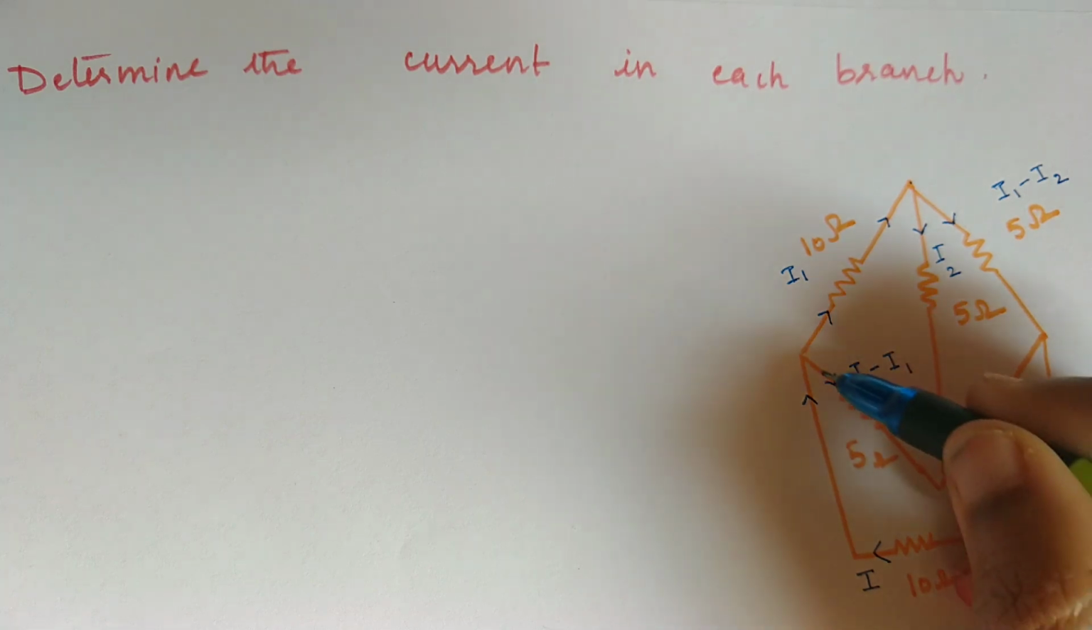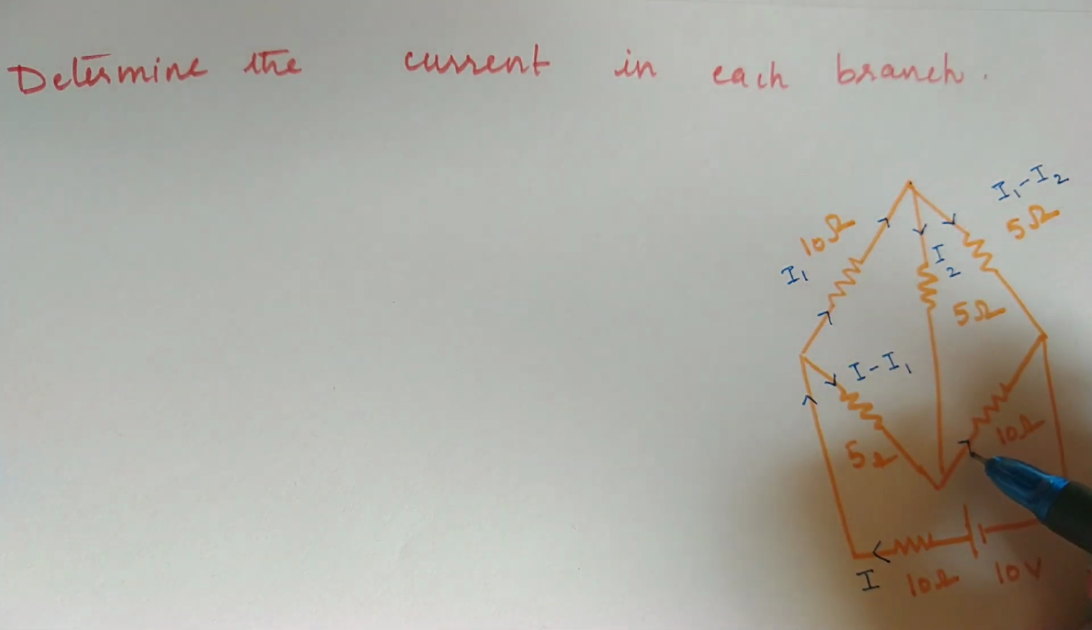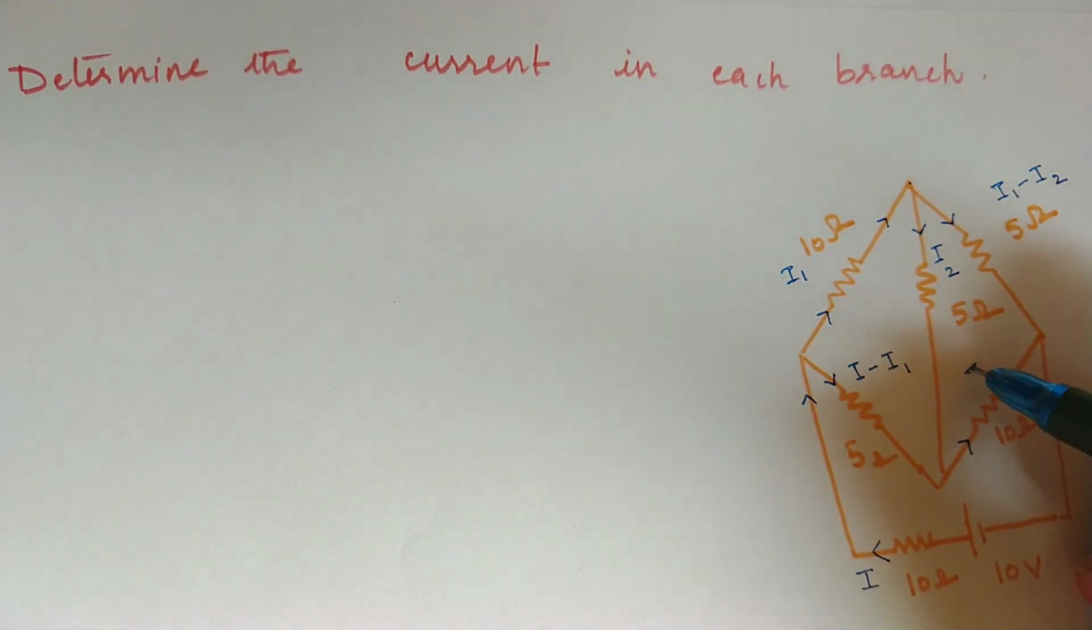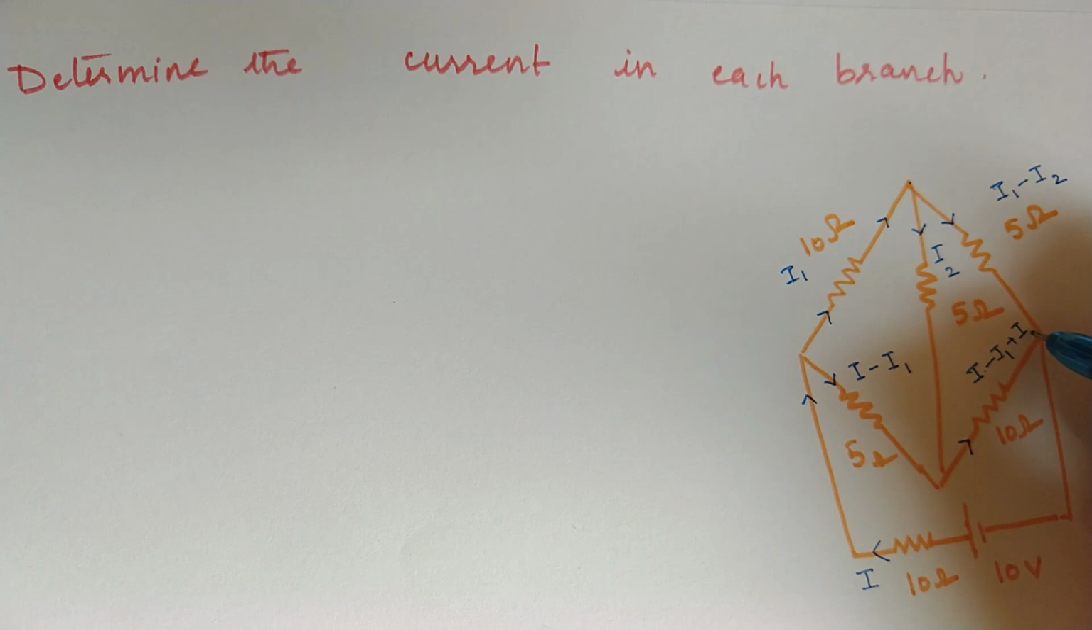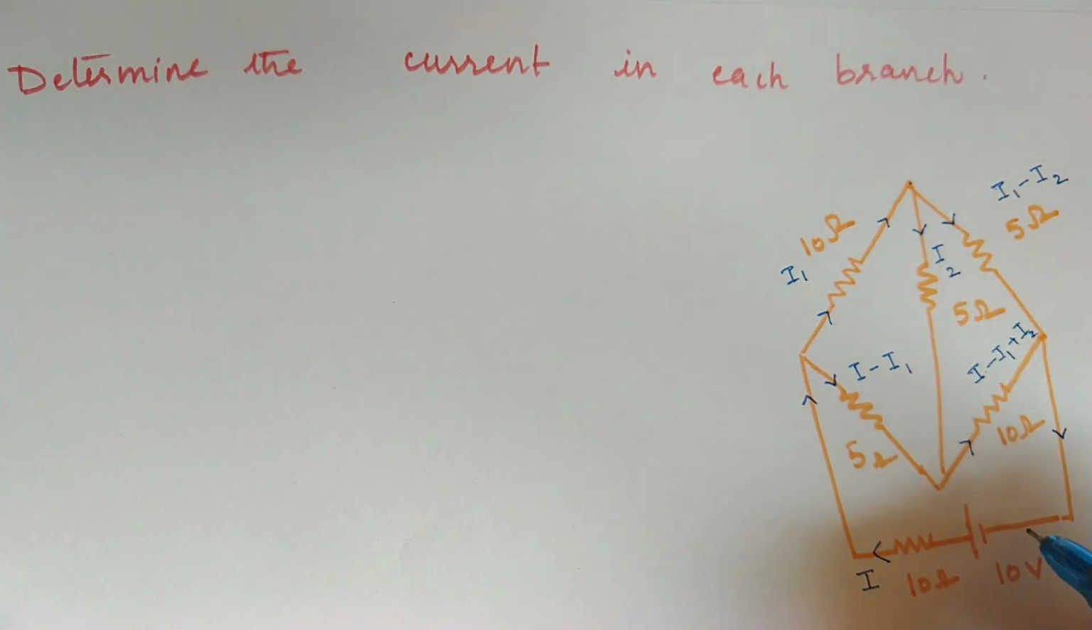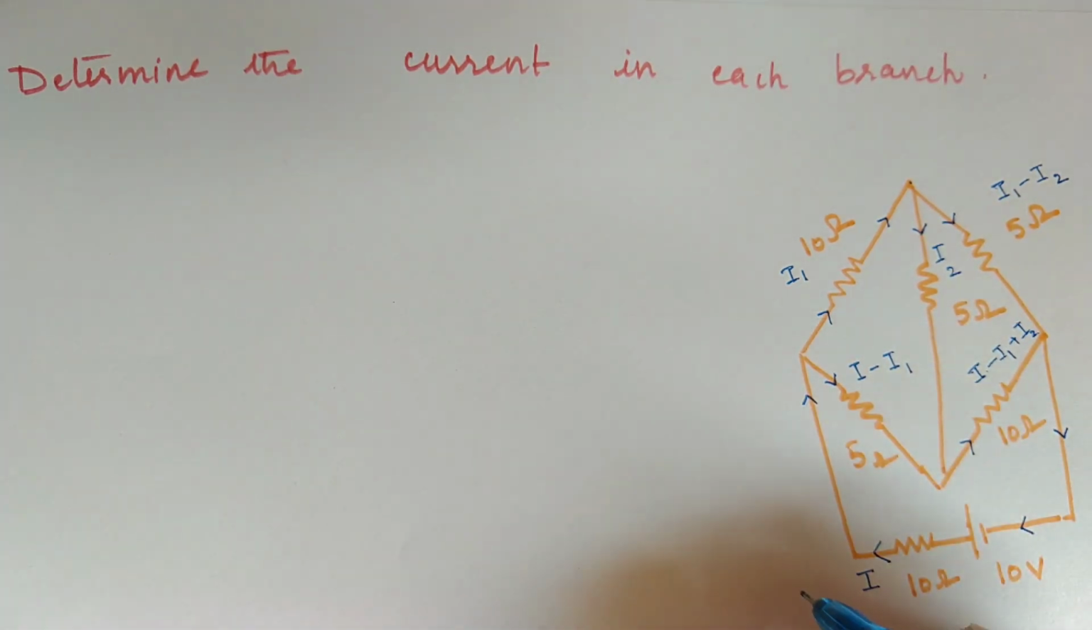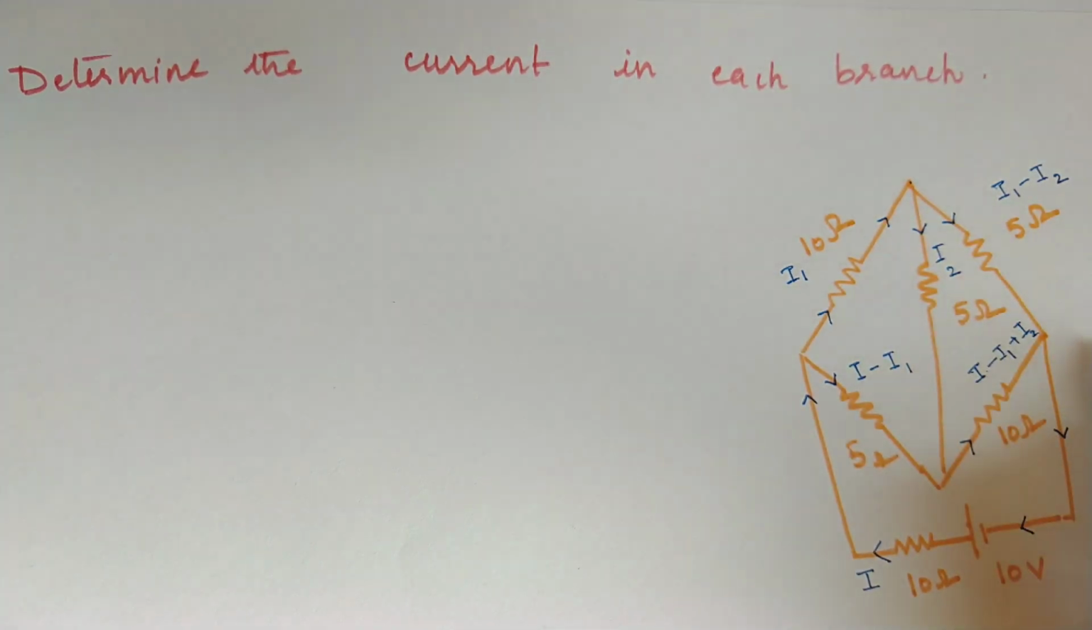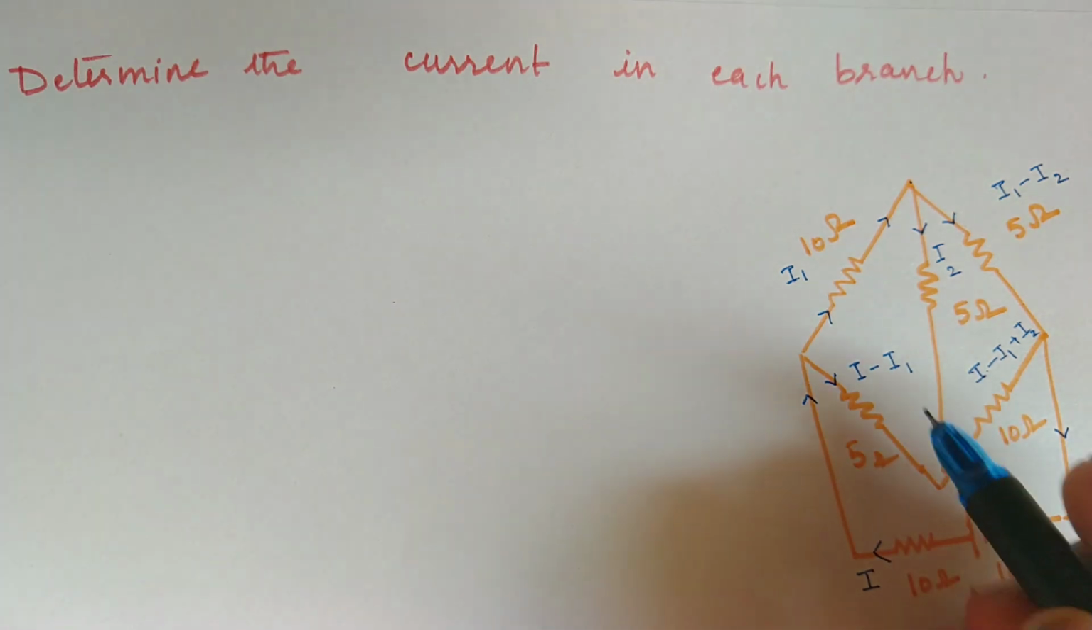I2 is coming down, I minus I1 from this side. The total current will become I minus I1 plus I2. All put together, you are getting back the current I. Okay, so this represents the distribution of current. And now we need to find the value of I1, I2 and I.